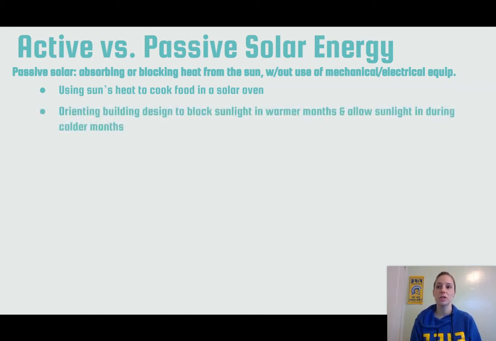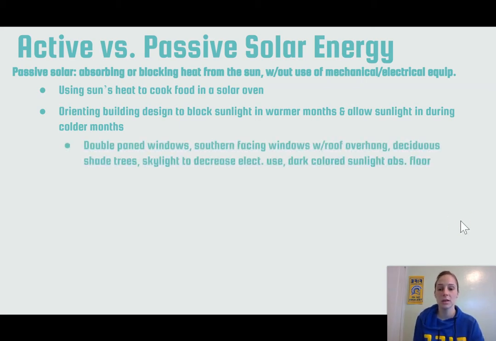Another example of this would just be green building designs. So things like creating your building so that it blocks sunlight in warmer months and allows sunlight in during colder months. Some ways that you can do this are by using things like double paned windows, southern facing windows with a roof overhang, having deciduous shade trees so that in the summer they provide a break from the sun, but in the winter they lose their leaves so the sun can actually warm the house, using skylights, dark colored sunlight absorbing floors, just things like that. All of this is going to be passive, but you can actually design a home in a way that is utilizing the sun's rays when you need it.